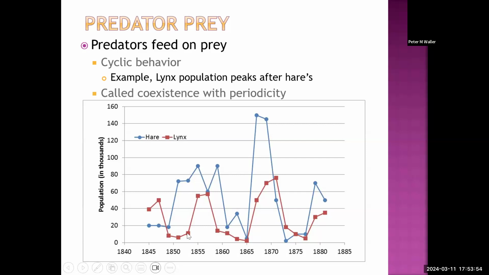And then the lynx population doesn't increase immediately, either due to slow reproduction or other factors. But once it does catch up, then it starts to decrease the hare population. And so these cycles happen over and over. In this case, it's in decades.